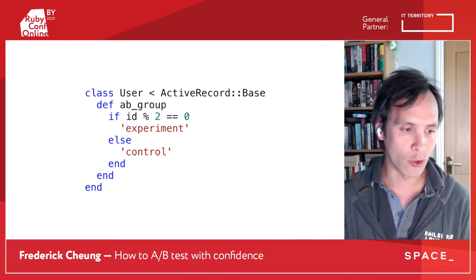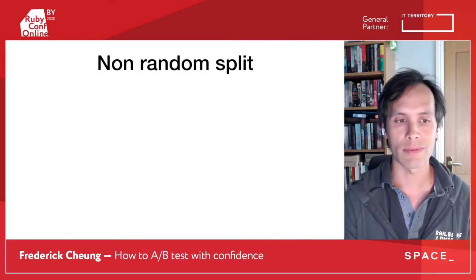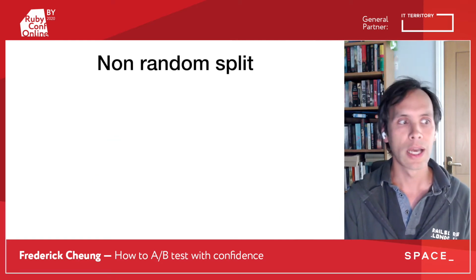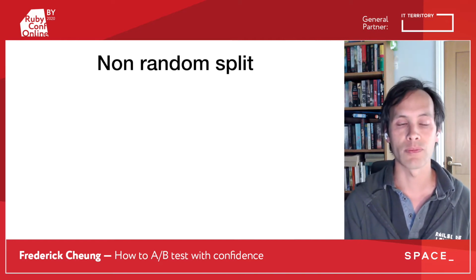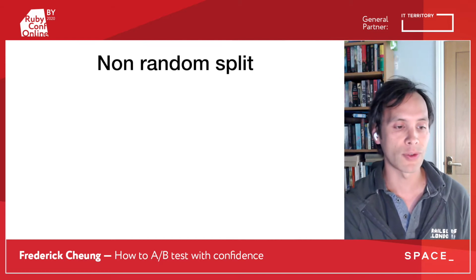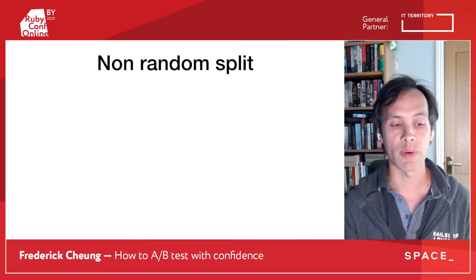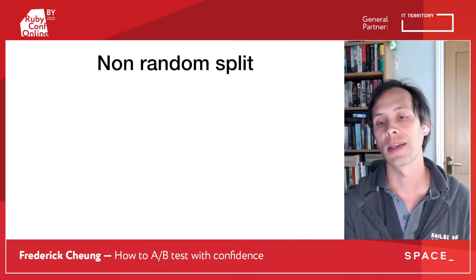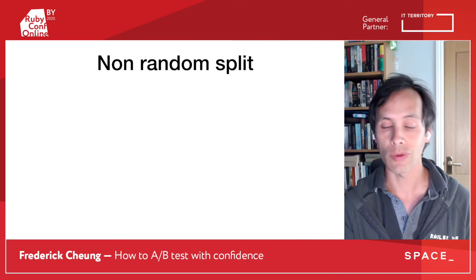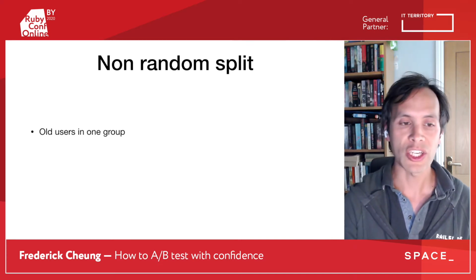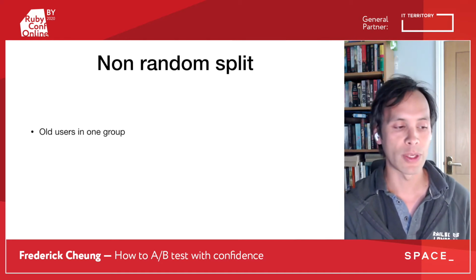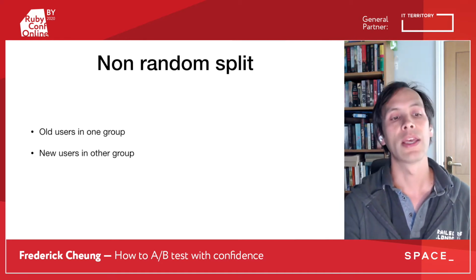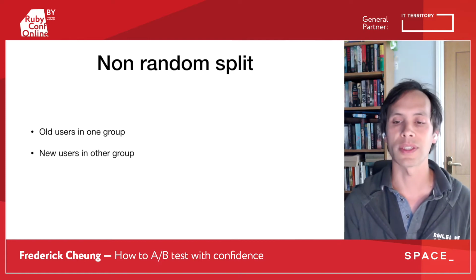Another example of group setup gone wrong is just a completely non-random split. This happened to us with a test that was being run by a retailer with us. They were in charge of putting users into groups. We were in charge of providing one of the variants. And we thought the group was random, but actually one group mostly had their older users in it, people who had been using that site for a long time, and the other group had much newer users.